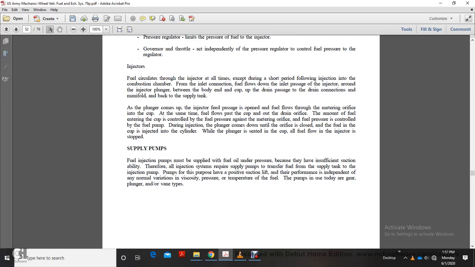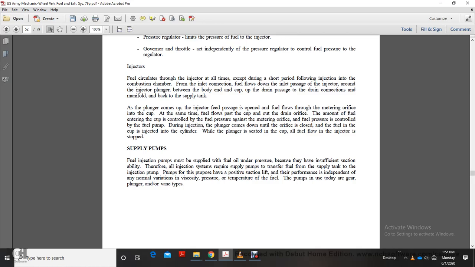The amount of fuel that enters the cup is controlled by the fuel pressure against the metering orifice. The fuel pressure is controlled by the fuel pump. During the injection, the plunger comes down until the orifice is closed, and the fuel in the cup is injected into the cylinder. While the plunger is seated in the cup, all fuel flow from the injector is stopped.